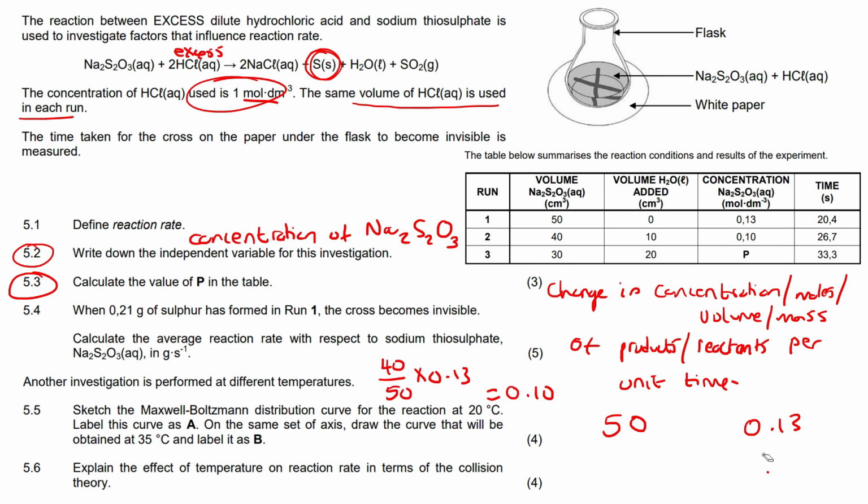So now we can just extend this a little bit further and say, okay, fine, if the volume is 30, then what is X? Well, what is 30 out of 50 multiplied by 0.13? And that'll give us 0.078. So 0.078 mole per decimeter cubed.